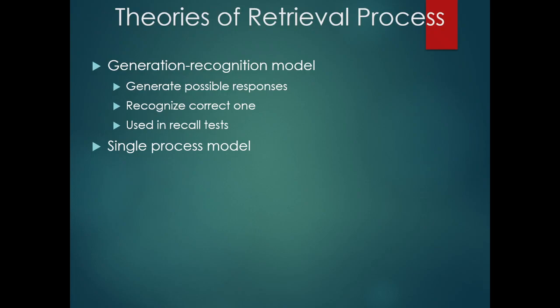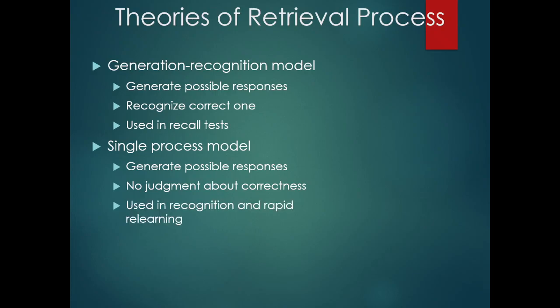Generate all the places I've ever gone to eat with this person and then narrow it down. Oh, the one that we went to last week? Okay, that's going to narrow it down. Oh, the one that served Asian food? Okay, I'm going to narrow it down. So that's the generation recognition model. The single process model says we generate possible responses. We don't think at all about whether any of them are correct or not. We instead just go with the recognition of responses that seem familiar, right?